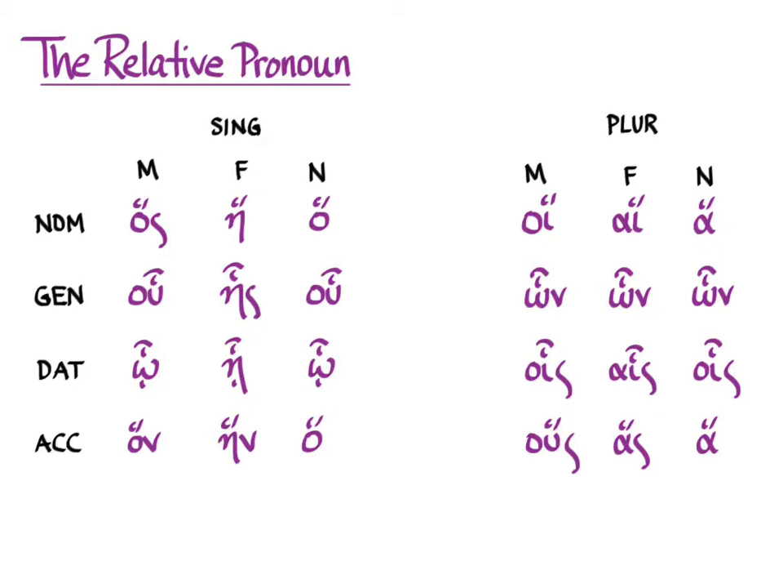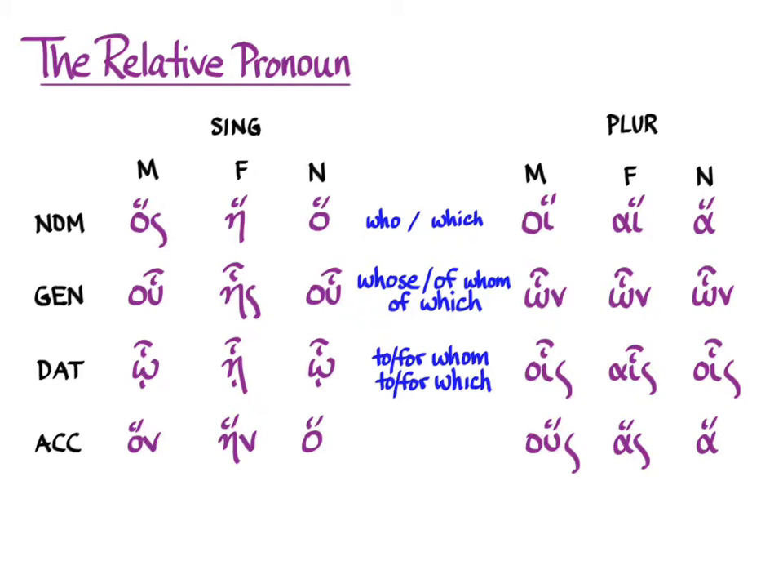The default translation is who or which for the nominative. English doesn't have a different word for singular or plural in the relative clause, but it does have different forms for gender. We use who for masculine and feminine, and which for neuter. The default translation for the genitive, both singular and plural, is whose, or of whom, for masculine or feminine, and of which, for the neuter.